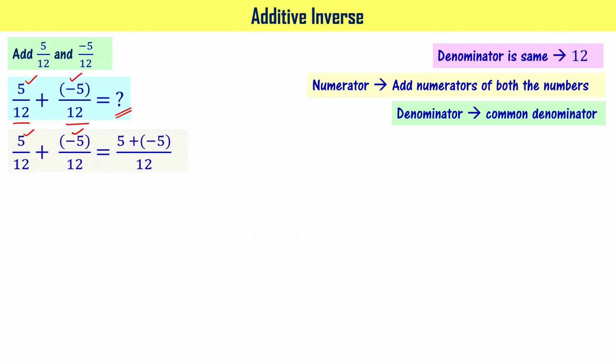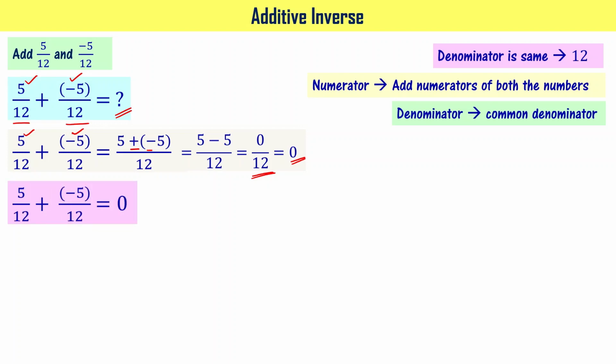We can write 5 plus minus 5 as 5 minus 5, meaning when you multiply plus and minus, it becomes minus. That's why it can be written as 5 minus 5 divided by 12. And we know 5 minus 5 is 0. 0 divided by 12. 0 by anything is 0, right? It means we can say 5 by 12 plus minus 5 by 12 is equal to 0, right?